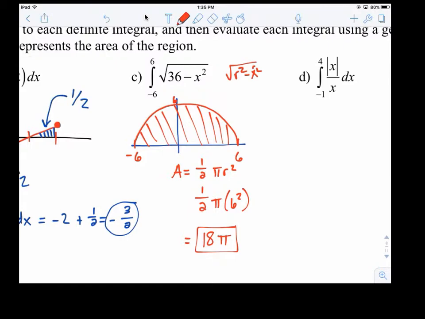Then would it be the area? So say this piece here was below, we would have to figure out the area of that piece, figure out the area of that piece, and it would be this piece minus that piece, because this piece would be negative. Yeah.